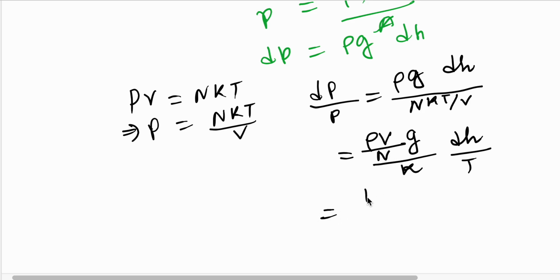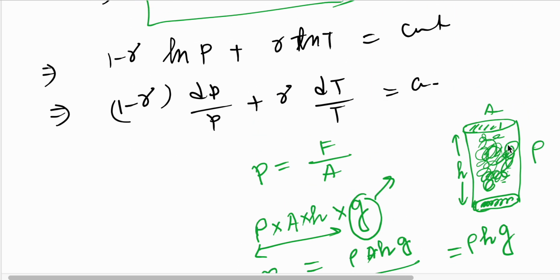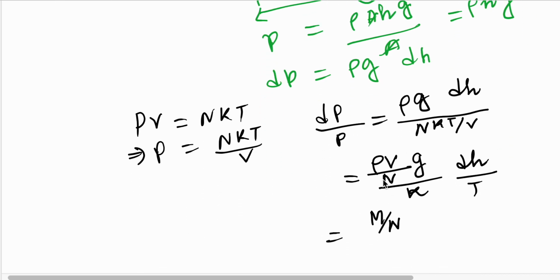That means the weight of a single gas molecule is m by n. What does it signify? It signifies the mass of a single atom. If I put n atoms here, the total mass will be rho V, and then the per particle mass will be m by n. So m by n into g by k equals dH by T.